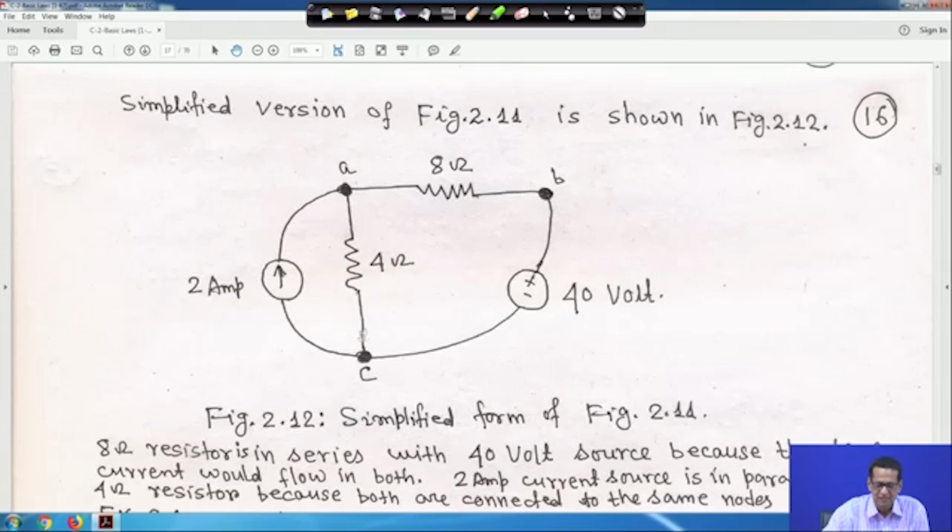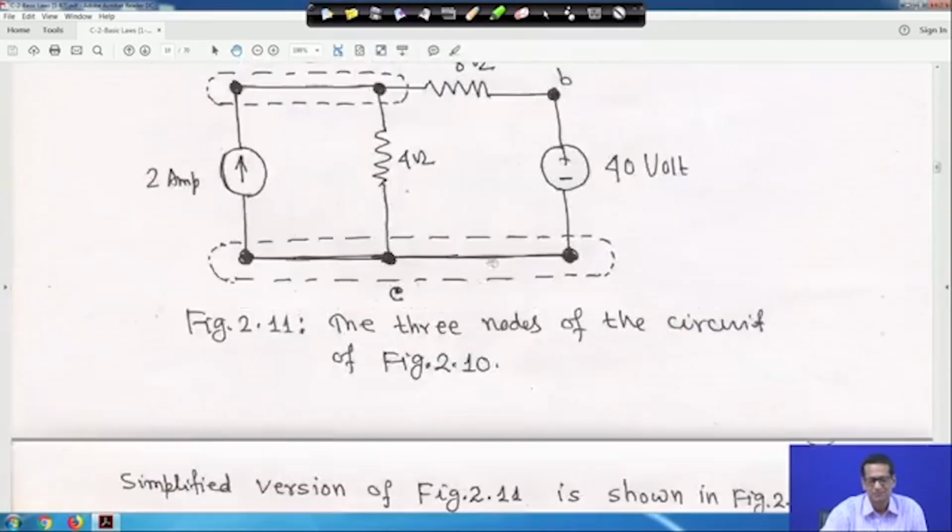this current source connected across AB, 4 ohm resistor also connected across AB, that means they are in parallel, and this 8 ohm resistance and this voltage source, they are connected in series. That means whatever may be the voltage across the 4 ohm resistance, across the 2 ampere current source will be the same voltage, because they are connected across the same terminal. So, they are in parallel, and the same current will flow through the 8 ohm as well as the 40 volt source, because the 8 ohm and 40 volt are in series. This is the idea.